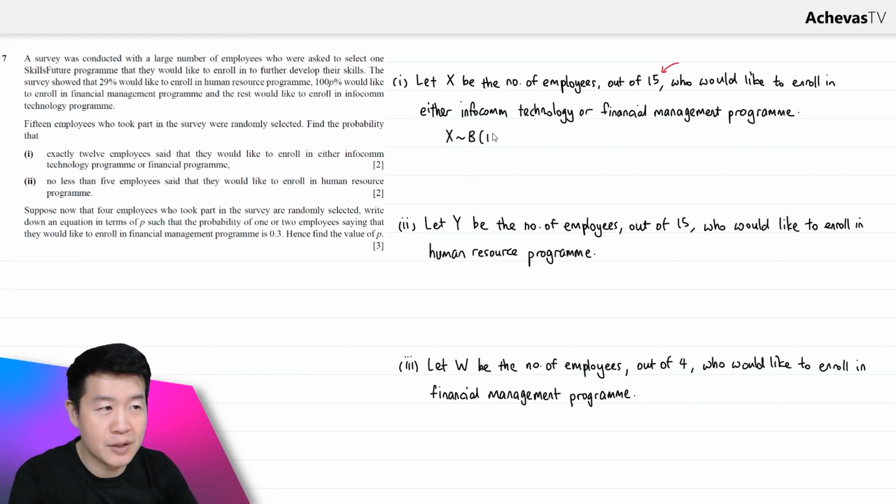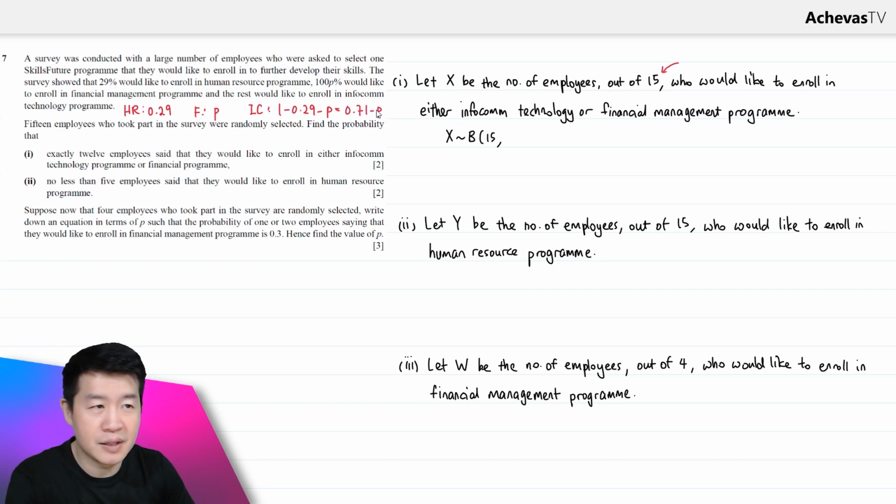out of 15 employees, and the probability of success that I'm looking at here is those who are enrolling in either Infocom or financial management. For human resource, the probability is 0.29. For finance management, let's say F, it is P%, so the probability is just going to be P. And for Infocom technology, let's say IC, it will be 1 minus 0.29 minus P. So this will be 0.71 minus P for Infocom.